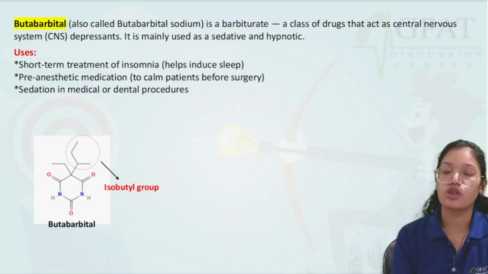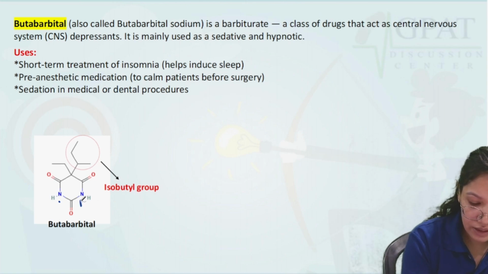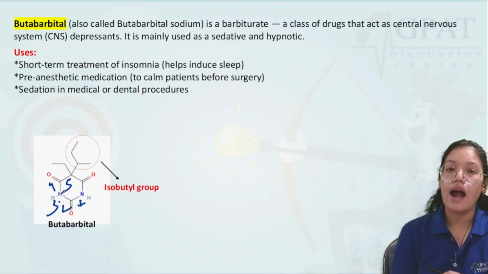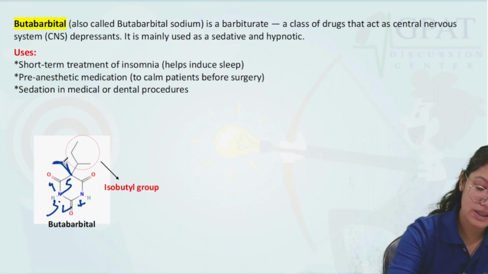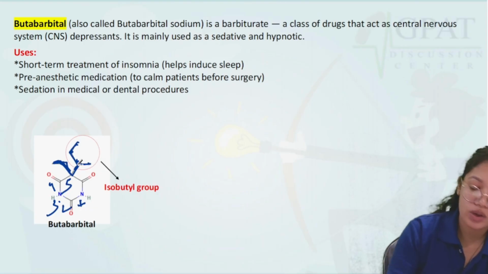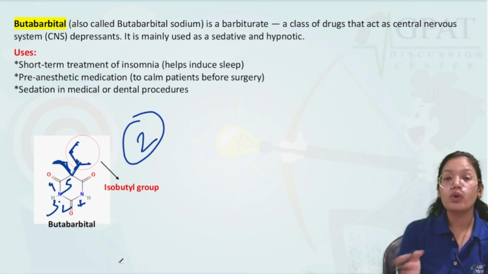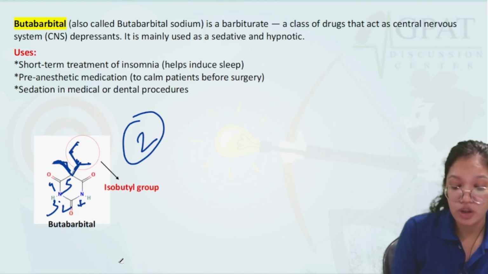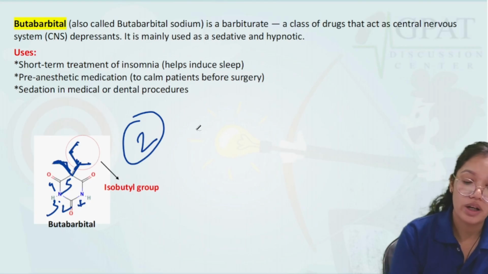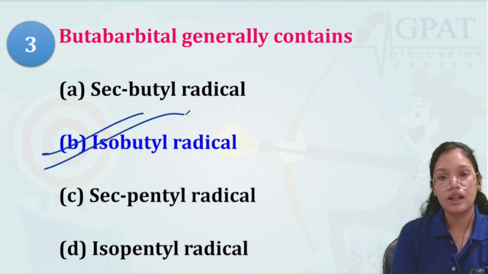So here is the structure of butabarbital. Here we have first position, then second, third, fourth, fifth. And at the fifth position we have two substitutions. One is an ethyl one and one is a butyl one. So here we have butyl attached to the major nucleus, or we can say the barbituric acid nucleus or barbiturate nucleus. So it is called the isobutyl group. So isobutyl is the answer.